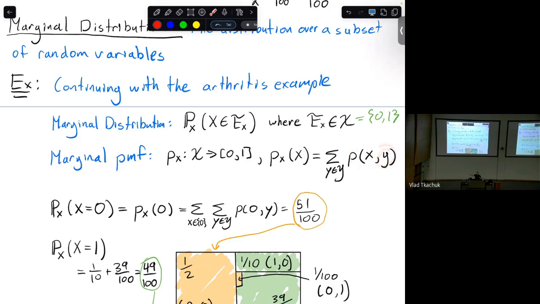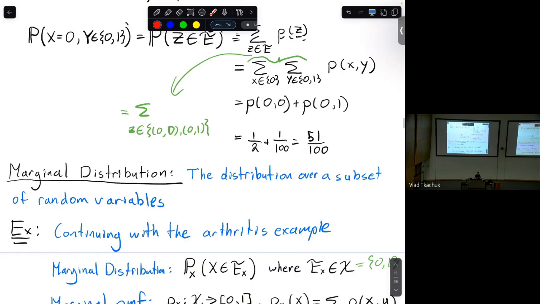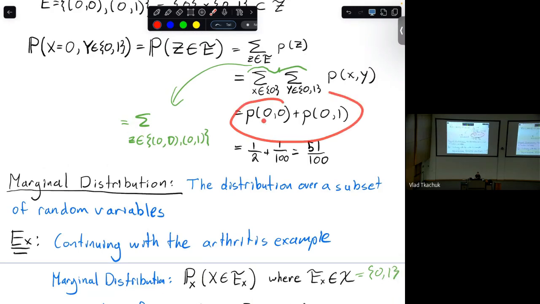So in that arthritis case, you fix the thing you cared about, being young, and then you take all the cases of the other random variable, which was to have or not have arthritis, and sum up those probabilities. That was exactly what we saw here. We fixed you being young, and then you summed up the other things. Okay, and that's just the general way to get these marginal things. You just sum up the joint PMF over all the other random variables you don't care about.